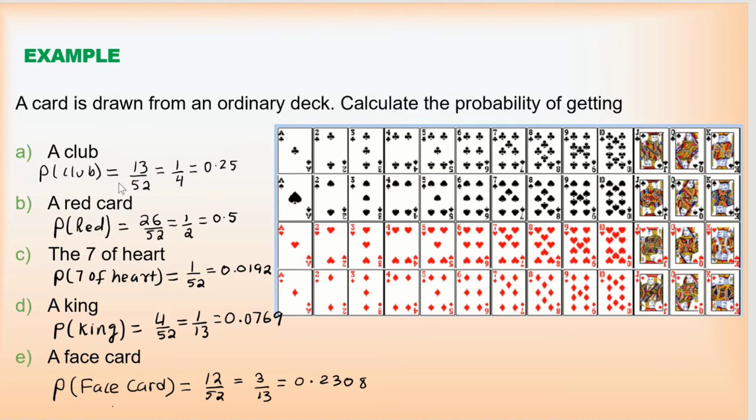So here we calculated the probability using the classical definition of probability, and in each case we saw that the value of the probability is between 0 and 1.